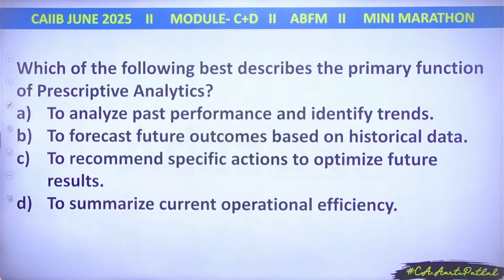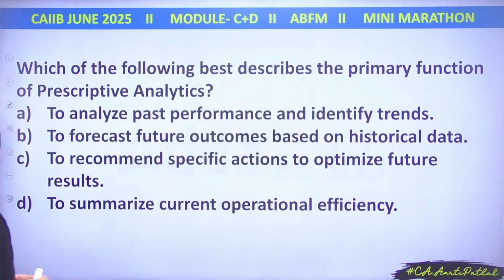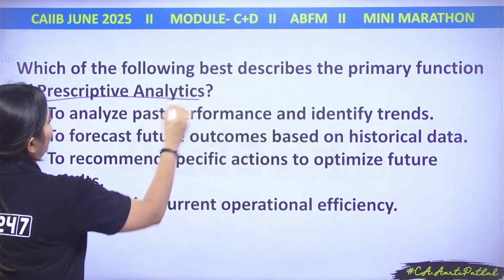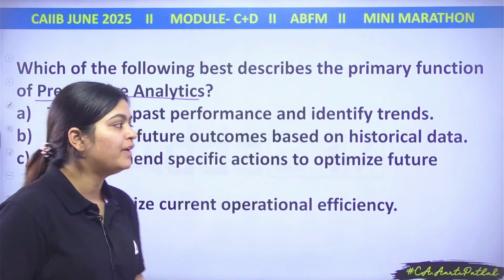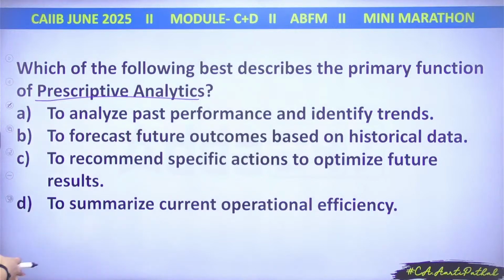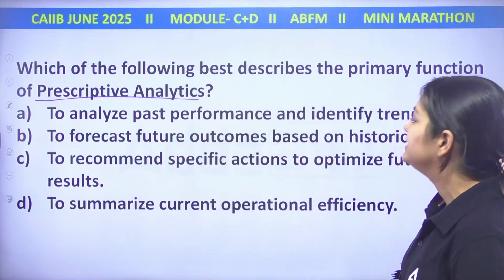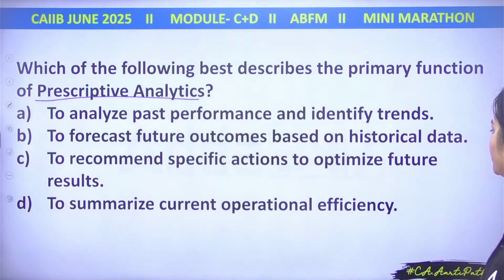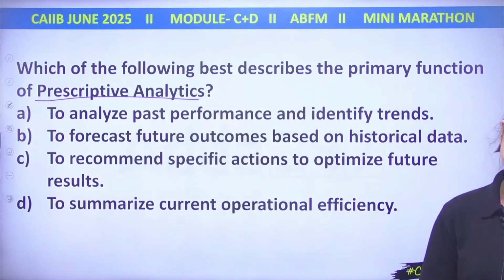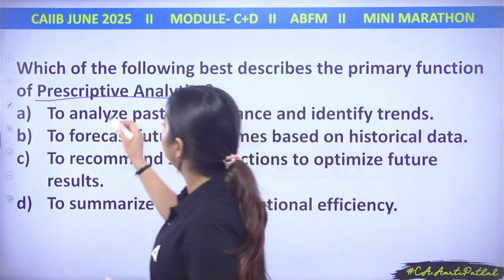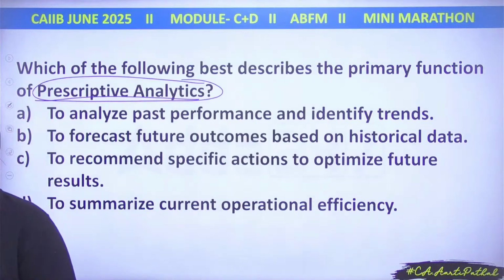Let's move on to the next. Which of the following best describes the primary function of prescriptive analytics? A. To analyze past performance and identify trends. B. To forecast future outcomes based on historical data. C. To recommend specific actions to optimize future results. D. To summarize current operational efficiency. So you have 4 options and you need to identify the correct answer for prescriptive analytics.